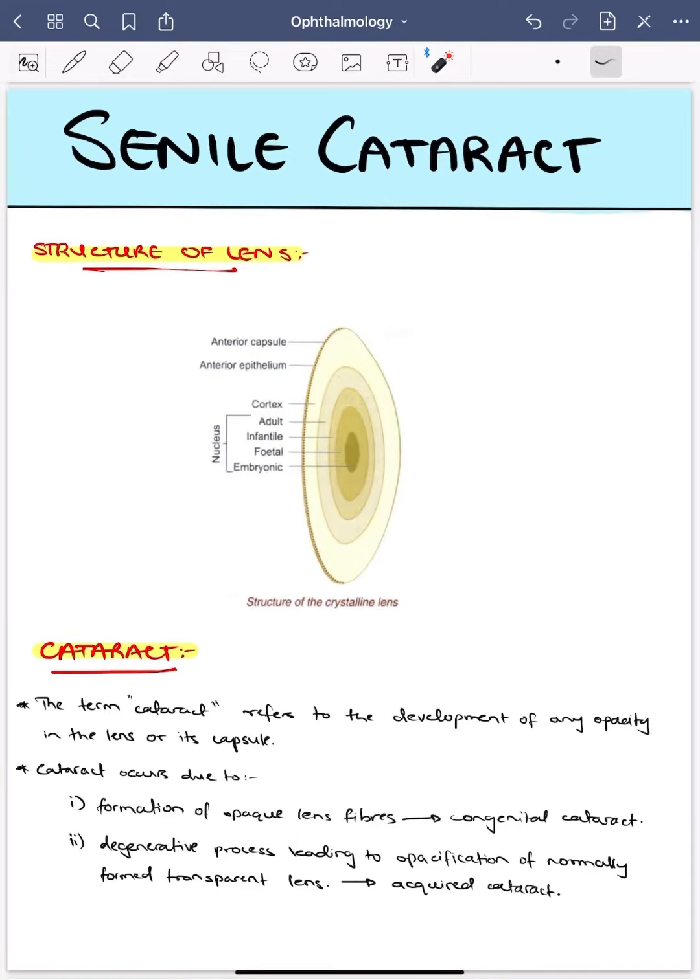In this lecture, we'll be discussing senile cataract. Now, a small note on the structure of the lens. It consists of an anterior capsule, a posterior capsule, the cortex, and the nucleus.